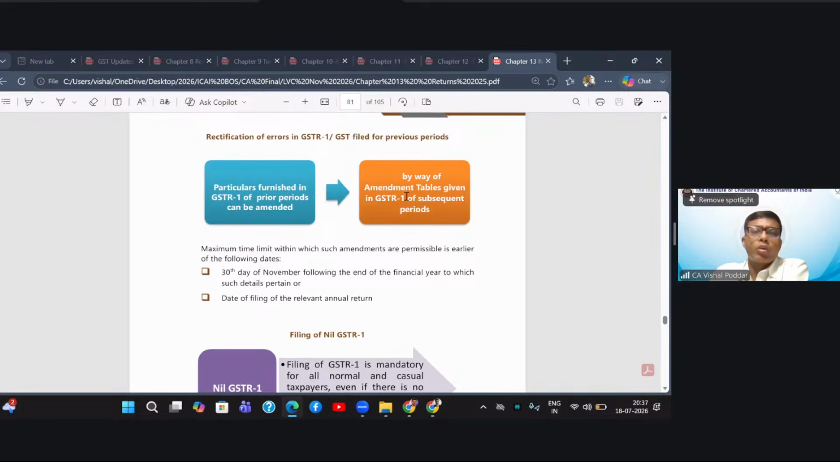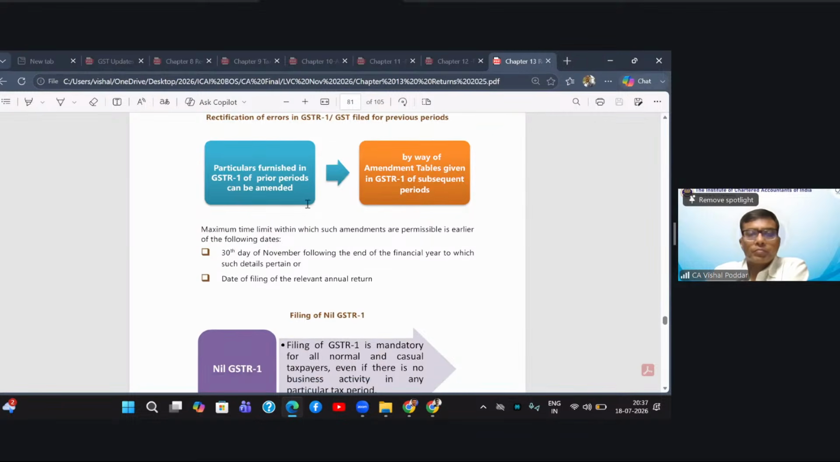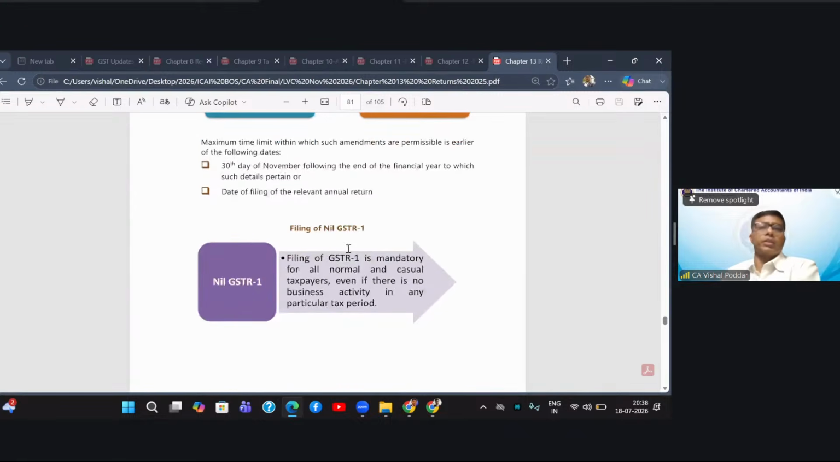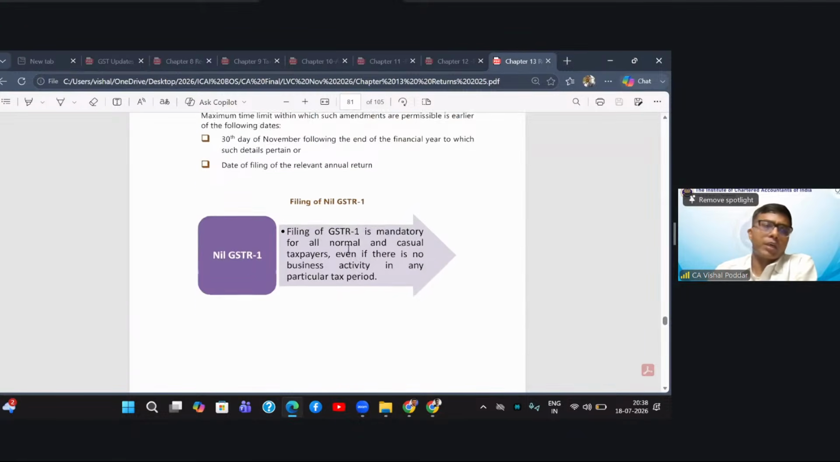So let us say you have already filed April month's GSTR1. Now you identify that, okay, there is something which is missed out or which was reported wrongly and you need to correct it. You can use the next month's, current month's GSTR1 amendment table to do that. Now, what is the maximum time up to which these amendments are permissible? So it is next year's 30th November, or the filing of your annual return, whichever is earlier, within that you can make the amendment.